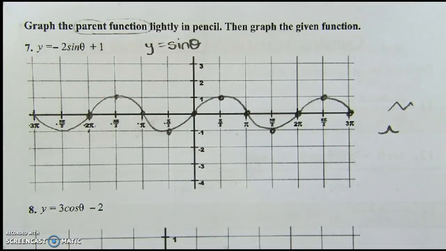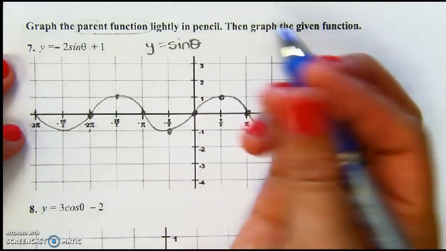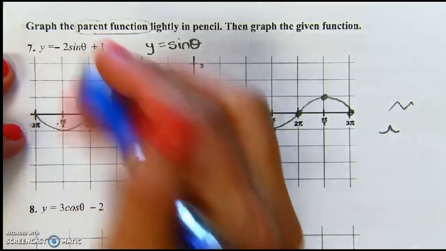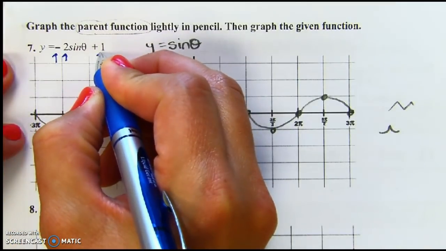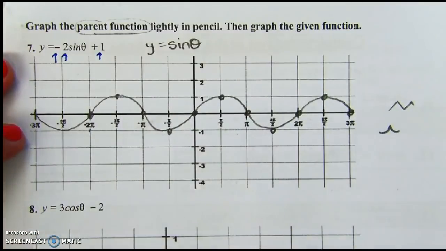All right, now how is this transformed? Let's see what color I want. Blue. Okay, you ready? There's 3 things happening. There's a negative, the 2, and the plus 1. So do you know what they all mean?